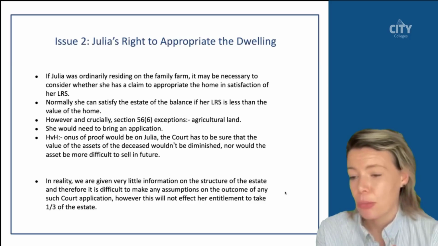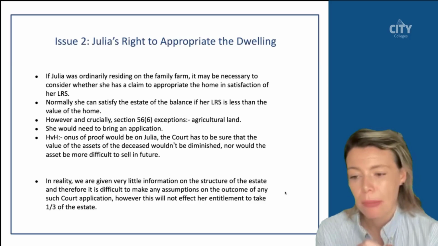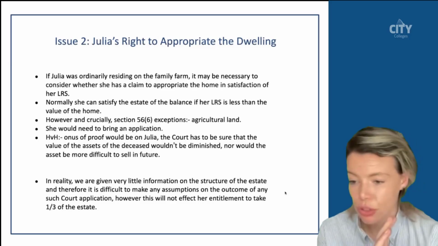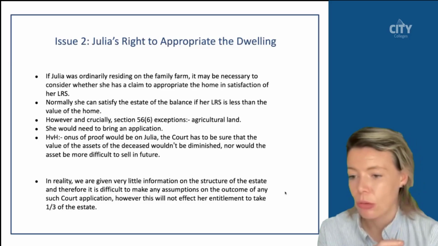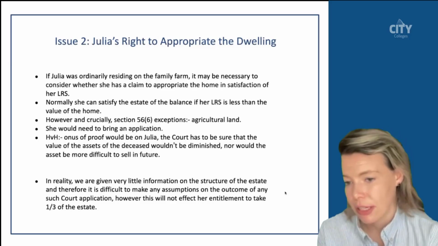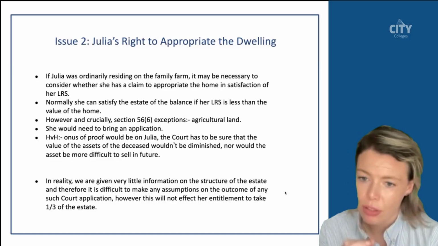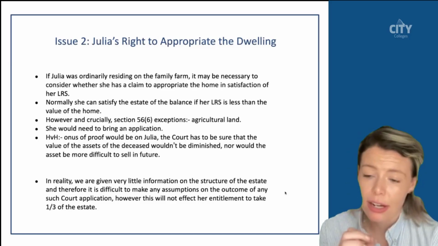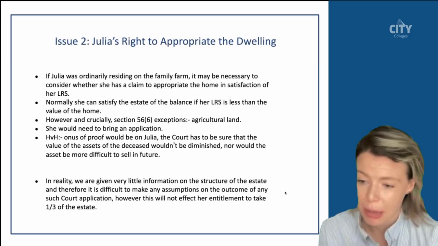Dealing with Julia's right to appropriate the dwelling. You could amalgamate this all into one paragraph. I don't think you should do that. I think you just set out the section 111 and 114 and then deal with this appropriation of the dwelling. Section 56, as I said, sets out the exceptions. You have that section in front of you. Have a look at subsection 6. It includes agricultural land. She would need to bring an application to court.